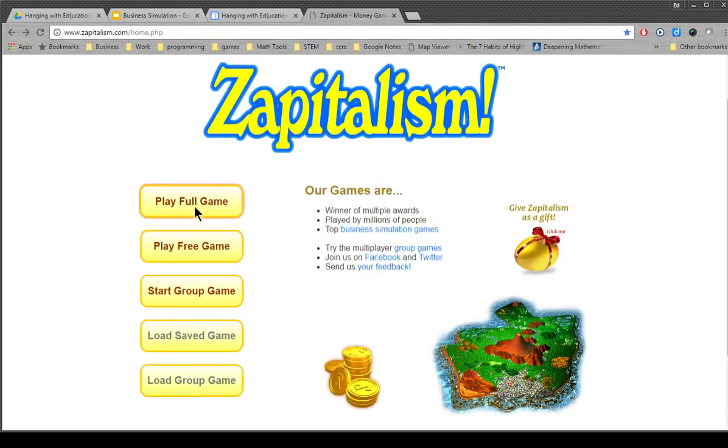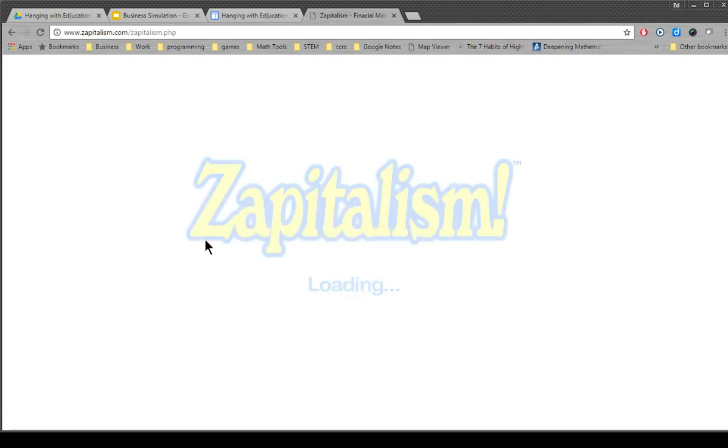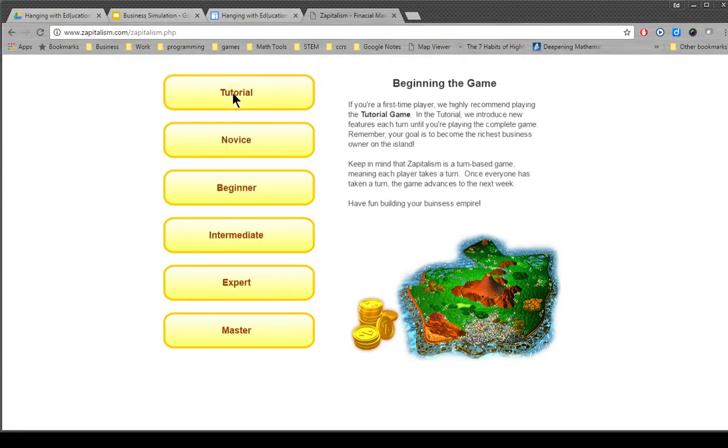But if you say play the free game, it does give you an option of choosing how many players are human. So even though it seems like you're just playing by yourself, you can hit start a new game and click on tutorial to begin.